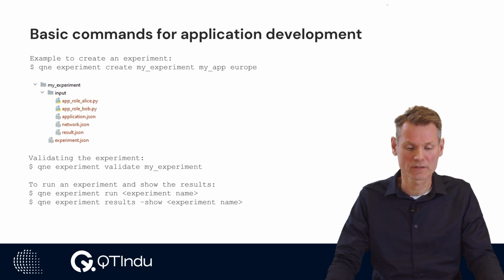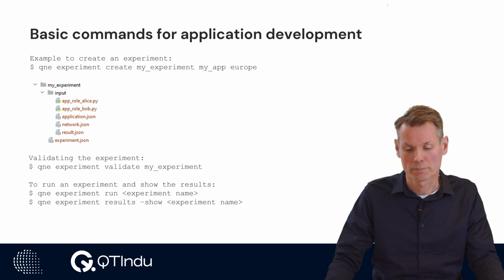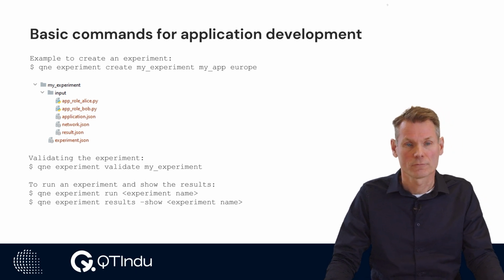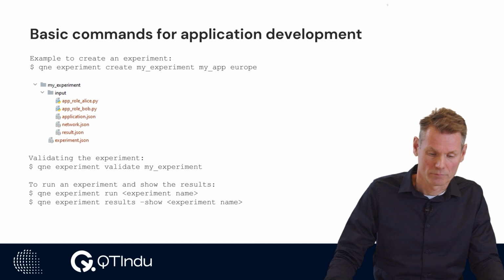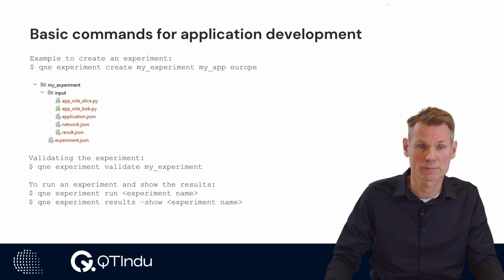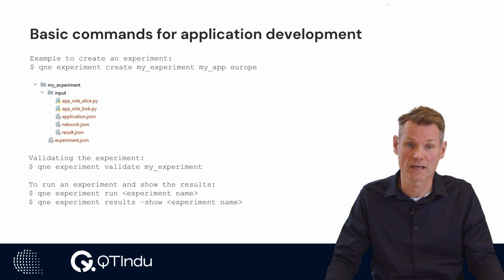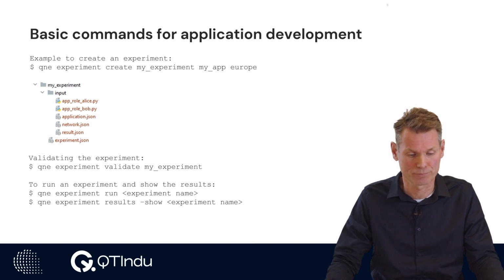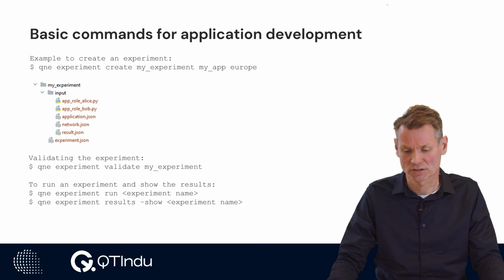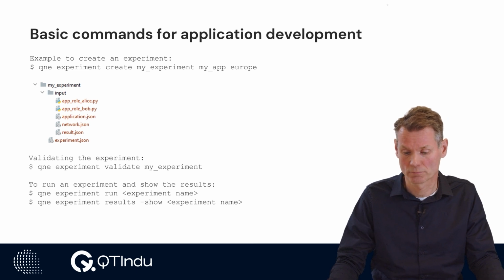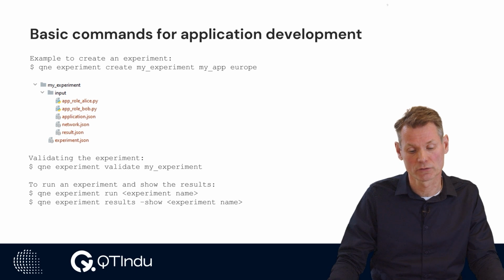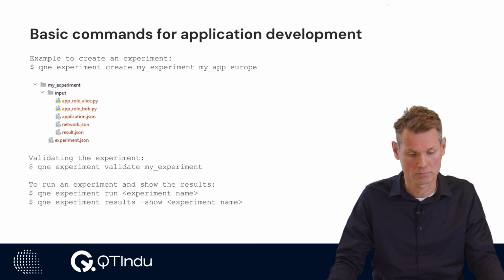A local experiment can be validated. Basic validation is done on the experiment structure. For this, we have the subcommand validate for experiment. So QNE experiment validate my experiment, as you see on the slide. The QNE experiment command has subcommands called run and results to run the experiment on the simulator and to get or show the results of the experiment run.